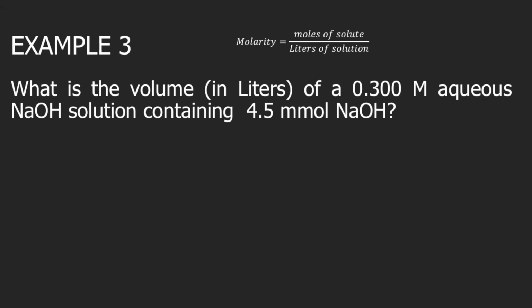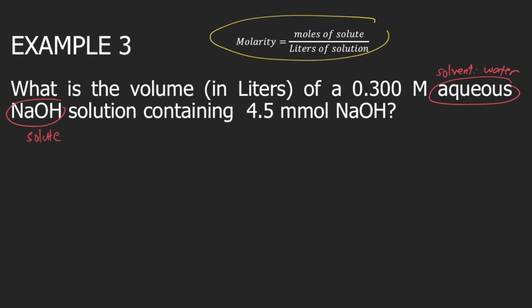Example 3, what is the volume in liters of a 0.300 molar aqueous sodium hydroxide solution containing 4.5 millimoles of sodium hydroxide? So NaOH, or sodium hydroxide, is our solute, and our solvent is water, since the solution is aqueous. So we will still use this formula.